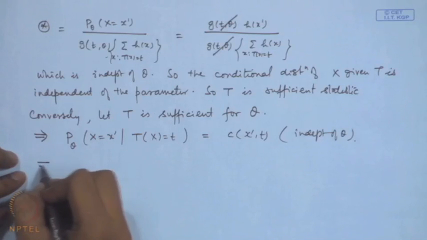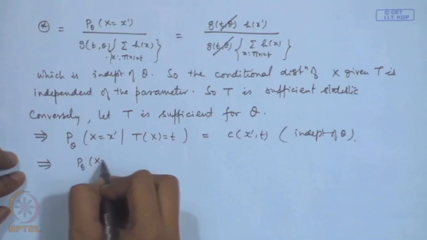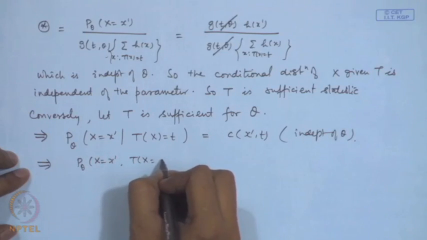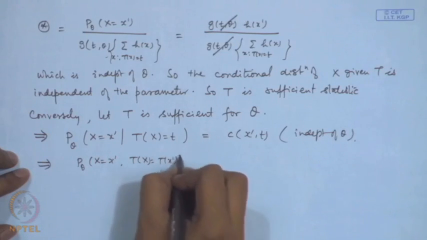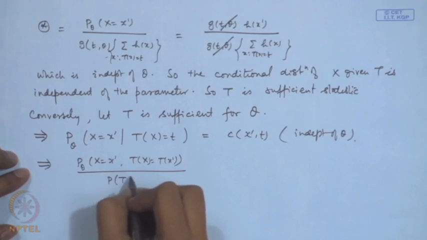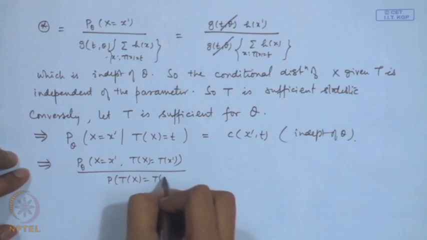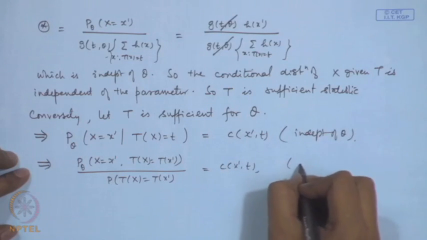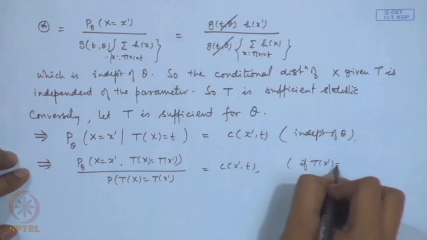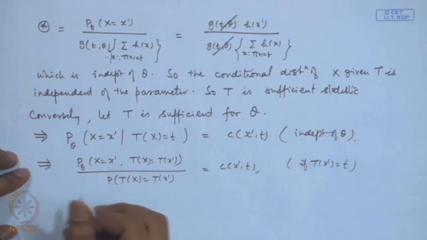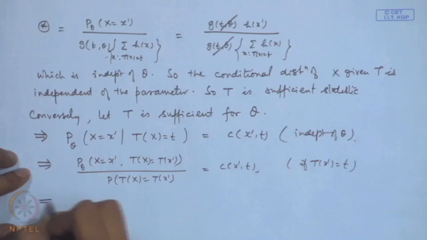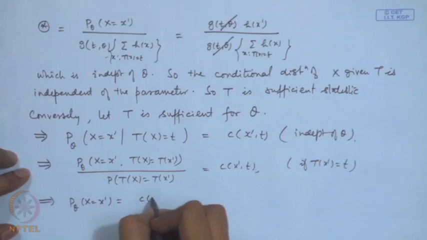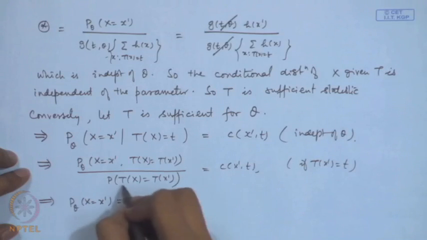But this left hand side you can write as P_theta(X = x prime, T(X) = T(x prime)) divided by the probability that T(X) = T(x prime). That is equal to C(x prime, t) if T(x prime) = t. In other case, of course, it is equal to 0, so we do not write that case here. This means that the probability of X = x prime is equal to C(x prime, t) and this term.